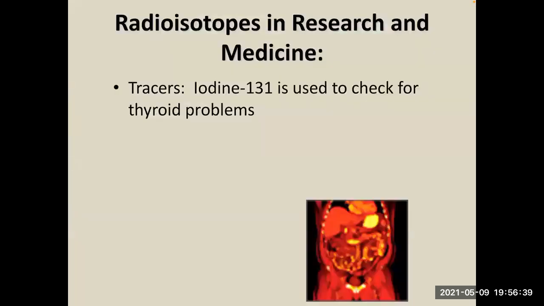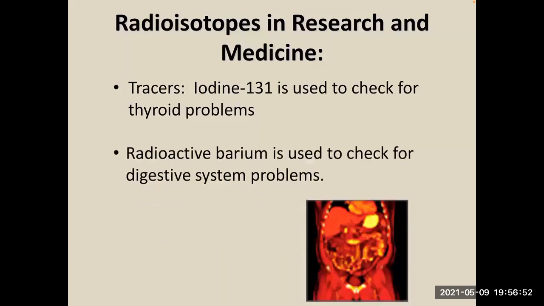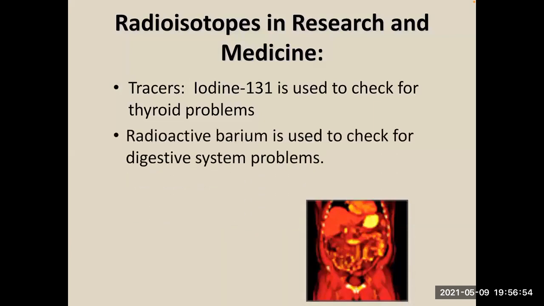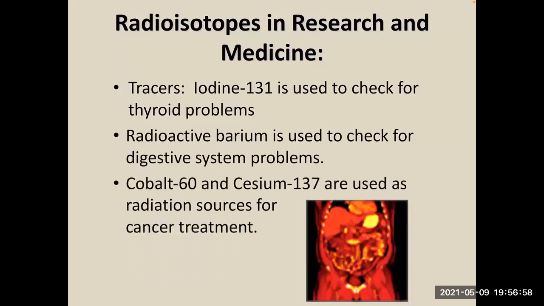We use radioisotopes in medicine because they can help us check for different things. For example, iodine-131 is used to check for thyroid problems. Radioactive barium is used to check for digestive system problems. Cobalt-60 and cesium-137 are used as radiation sources for cancer treatment.